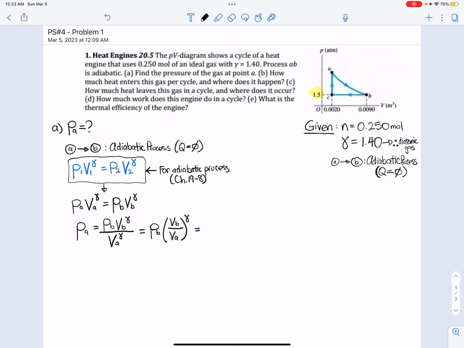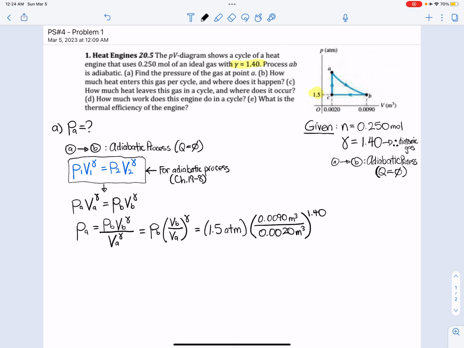1.5 atm. That's the unit from the PV diagram for pressure. Multiplied by the volume at B, which is 0.009 cubic meters, divided by the volume at A, which is 0.002 cubic meters, and to the power of gamma. It was given to us that gamma, the ratio of molar heat capacity, is 1.40. So to the power of 1.40.